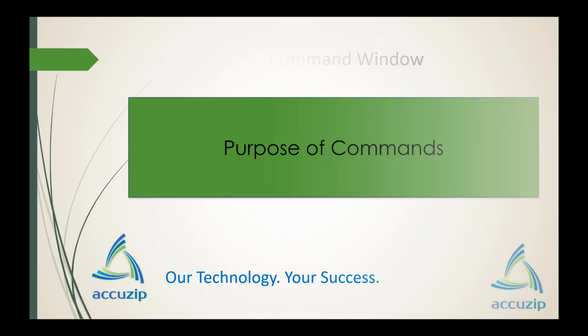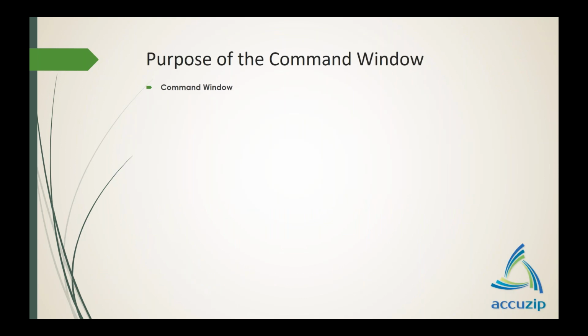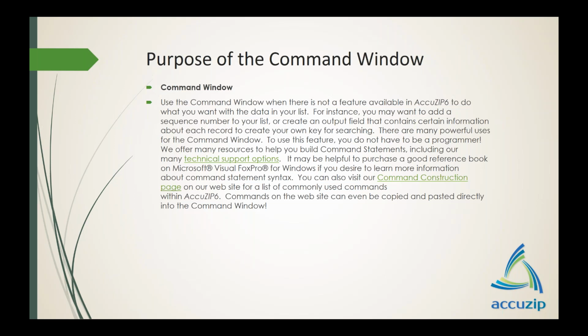So the very first thing is the purpose of commands. The purpose of the command window in AccuZIP is for use when there is not a feature available in AccuZIP to do what you want with the data in your list. For instance, you may want to add a sequence number to a list, or create an output field that contains certain information about records to create your own key for searching.